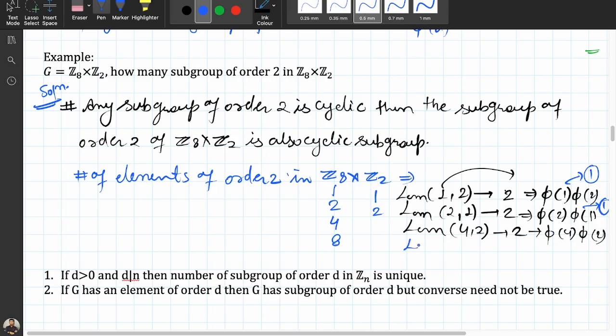Okay, wait. Sorry. It's 4. It's 2 only. So from here phi 2 comma phi 2 is also 1. So total 3 elements of order 2. It is 3 divided by phi 2. So it means 3 by 1. So 3 subgroups of order 2. How many subgroups are there? 3 subgroups of order 2.